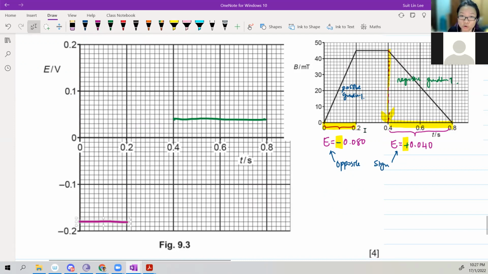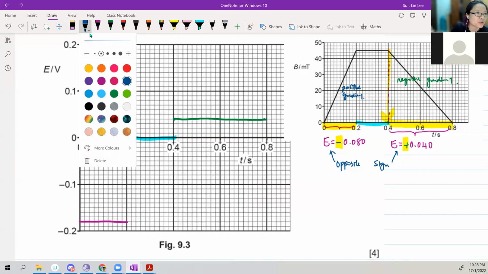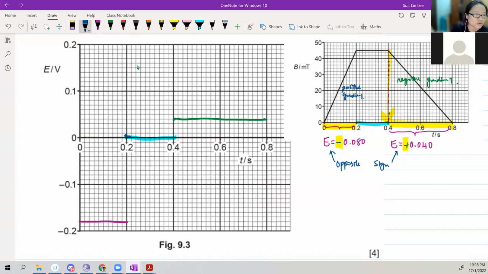Okay, what about 0.2 to 0.4? Can someone tell me what do you think that EMF is at this missing section here? Okay. What is the EMF? 0, very good. Because the gradient is 0, can. Because there's no change in magnetic field, also can. So it depends on which one your brain likes. I will offer 2 ways to look at it.